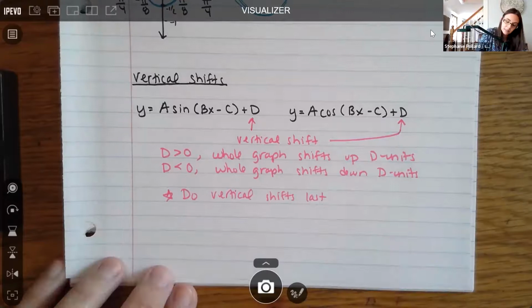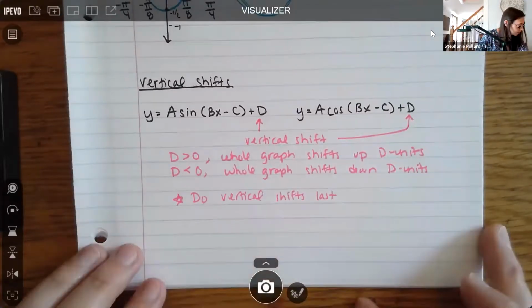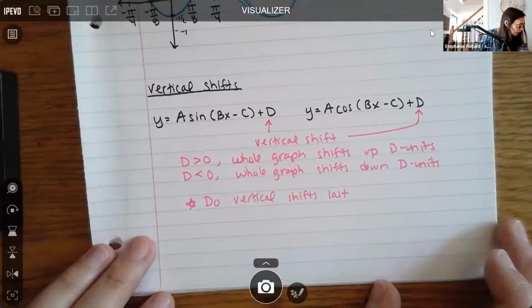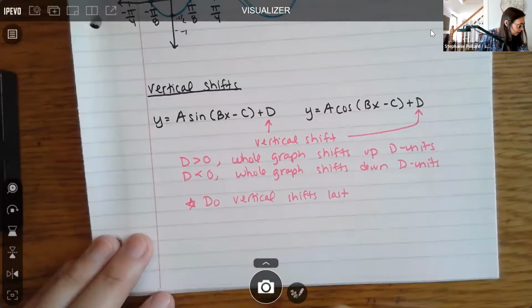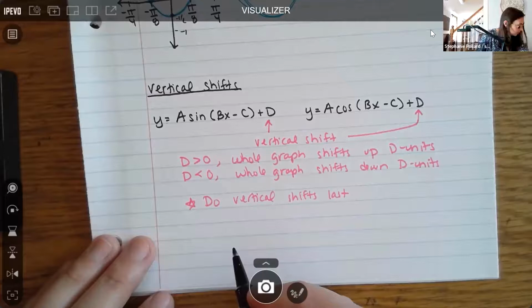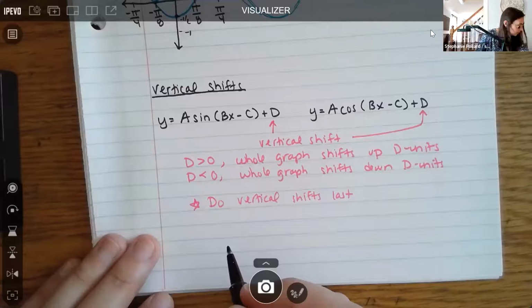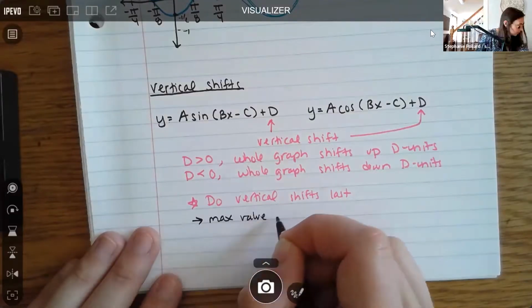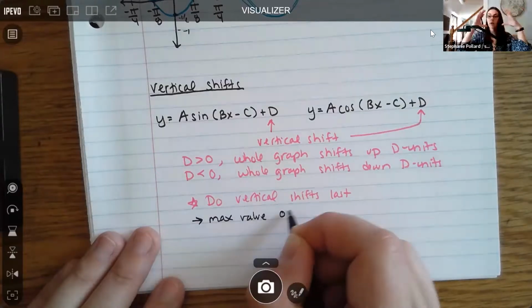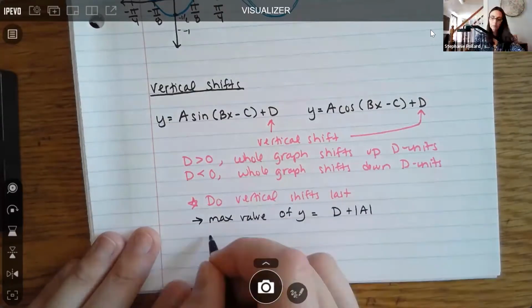So what happens is the max value is d plus the amplitude, and your min value of y would be d minus the amplitude. So it does affect it at the end, but when you're initially thinking about your amplitude, that part stays the same for the stretching, and then the whole thing shifts up or down.